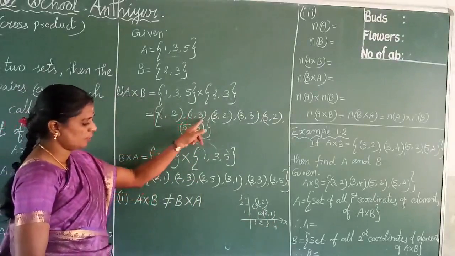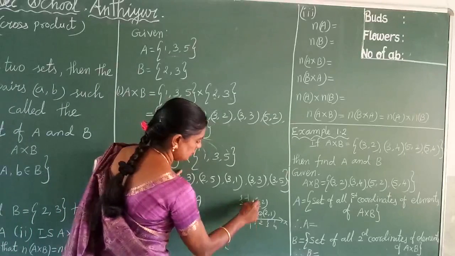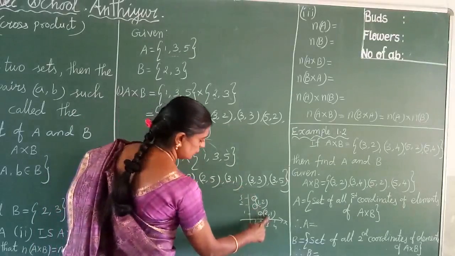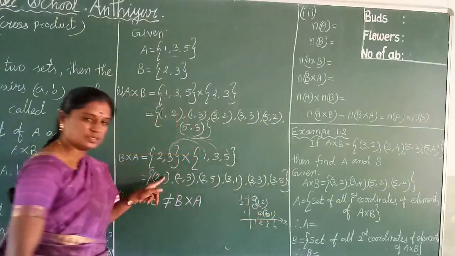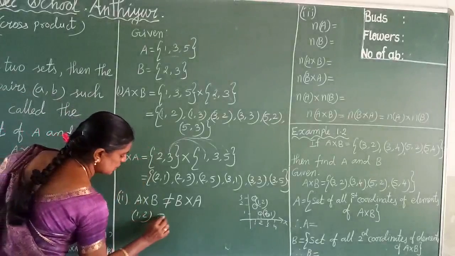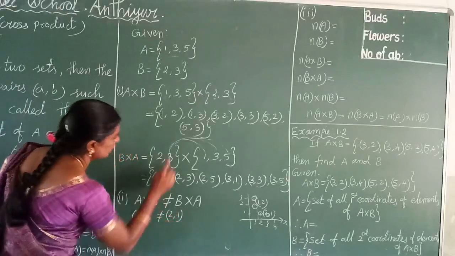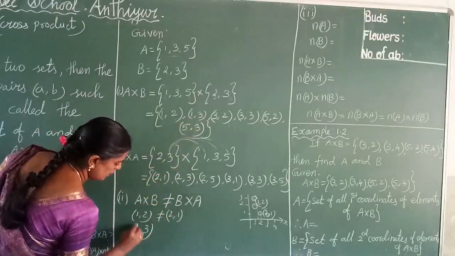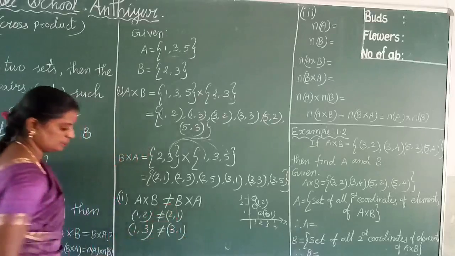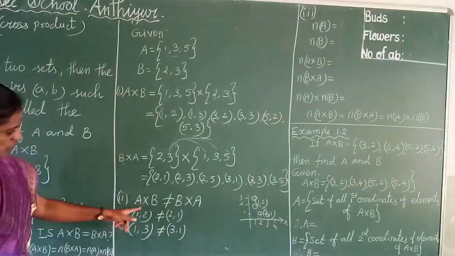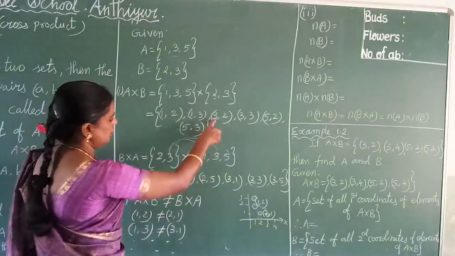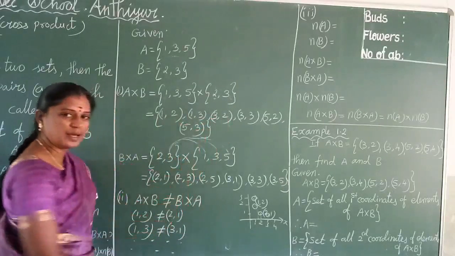No. Next (1, 3). Here (1, 3). But here what is it? (3, 1). So it is not equal. (1, 2) is not equal to (2, 1), and (1, 3) is not equal to (3, 1). Therefore the remaining also. So the remaining also, (3, 2) is not equal to (2, 3).